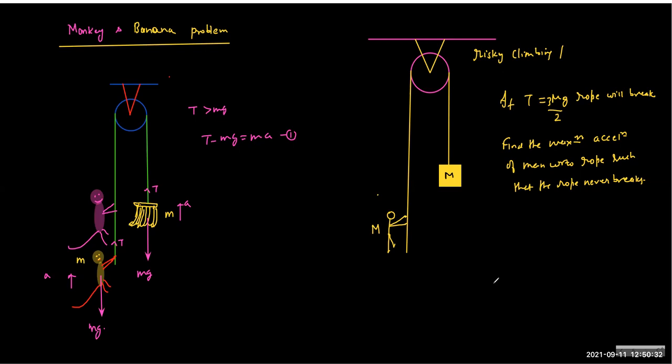So while climbing, the rope will move down, no? Yeah, right. So that's why I asked the question, the acceleration with respect to the rope, not the ground. So you have to be very careful in putting the variables in the right direction. So it's a very easy and very difficult problem at the same time, depending on whether you realize the relative motion or not.